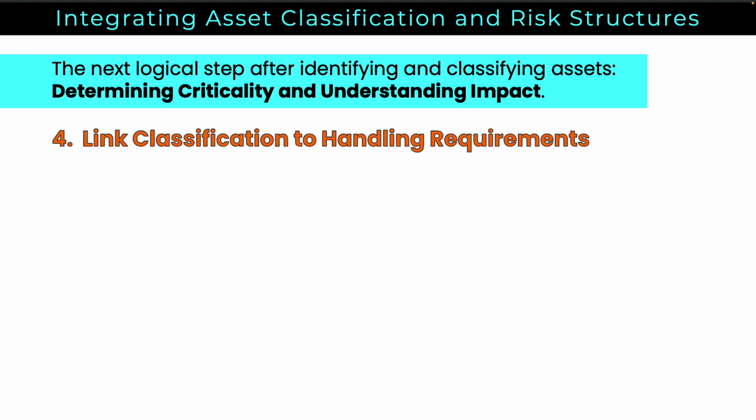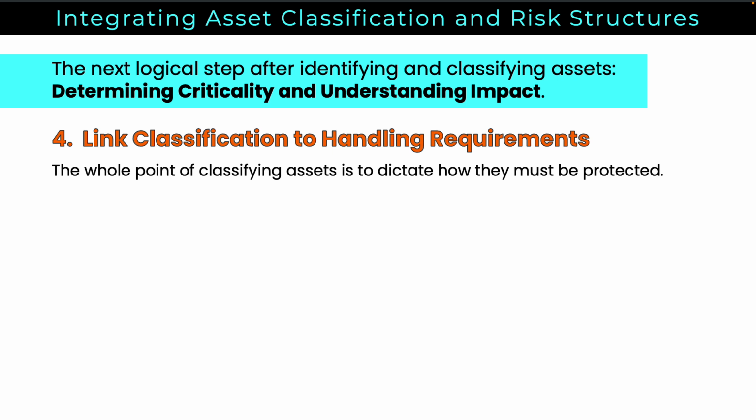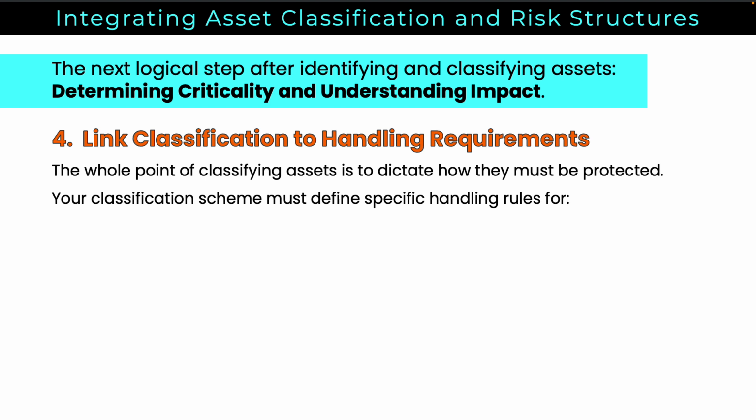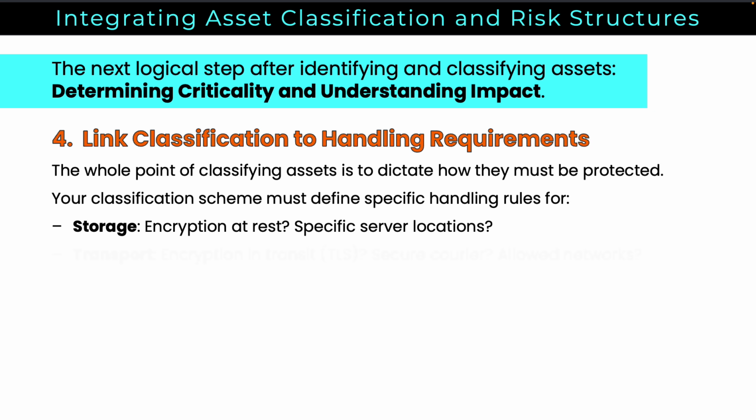And then linking classification to handling requirements. The whole point of classifying assets is to dictate how they must be protected. Your classification scheme needs to define specific handling rules for storage. We might find that not only are we encrypting data, but data in specific server locations. For example, if we have a server that hosts an app for legal, all of the documents and data there get a specific classification because of their function.